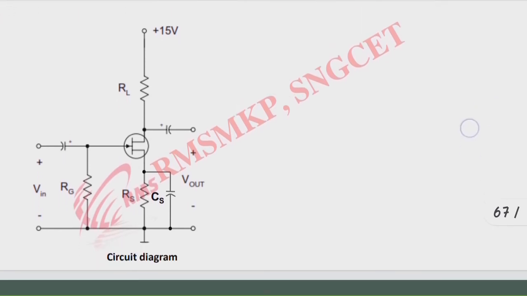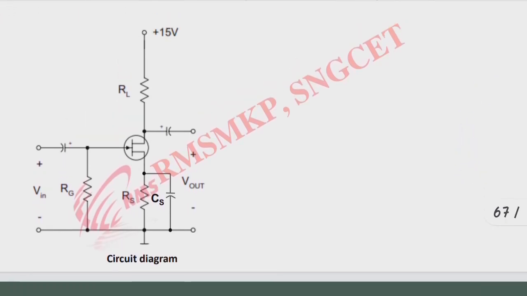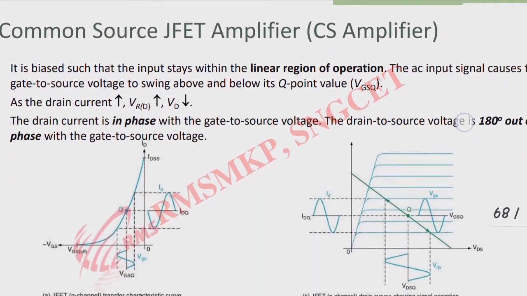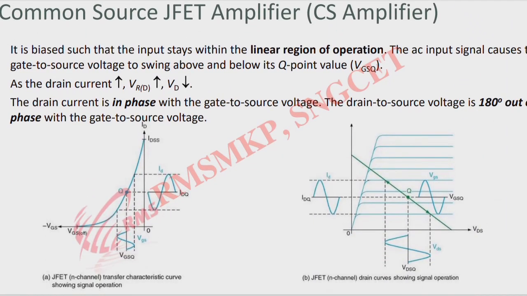Common source JFET amplifier, CS amplifier. The circuit diagram is this. It is biased such that input stays within the linear region of operation. The AC input signal causes the gate to source voltage to swing above and below its Q point value. As drain current increases, VR increases, VD decreases. The drain current is in phase with the gate to source voltage.